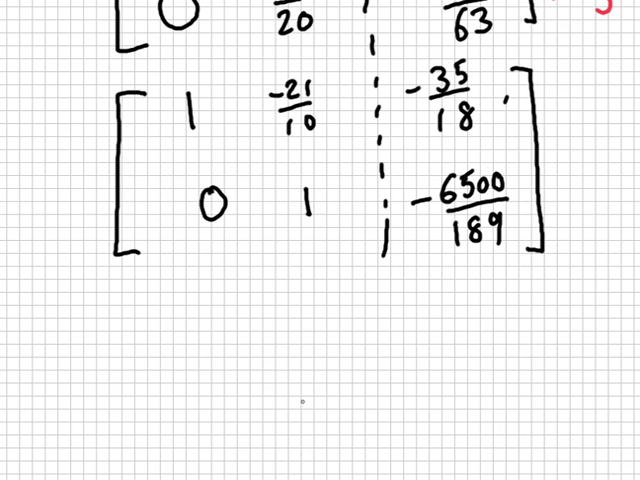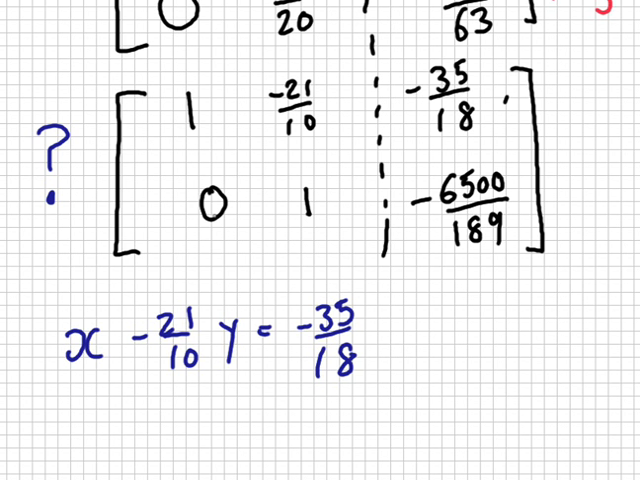So, if you think about it, I can rewrite this back using x and y. To make it clear, what exactly does this mean? It means x minus 21 over 10 y equals minus 35 over 18. And 0x plus 1y equals minus 6,500 over 189. So you see, when it's in this form, I have the y. And when I have the y, I can get the x.